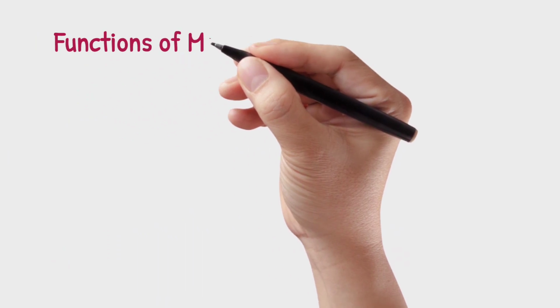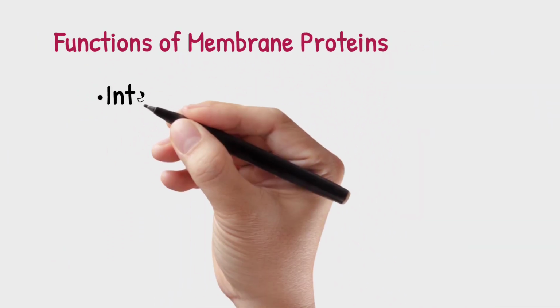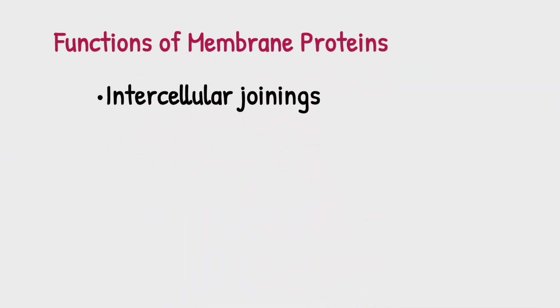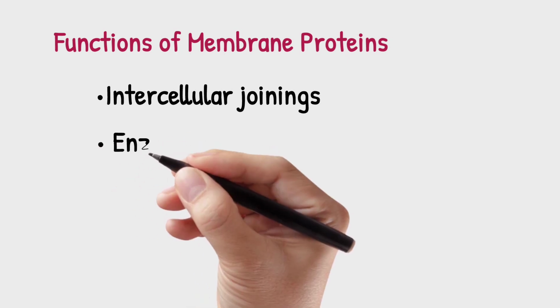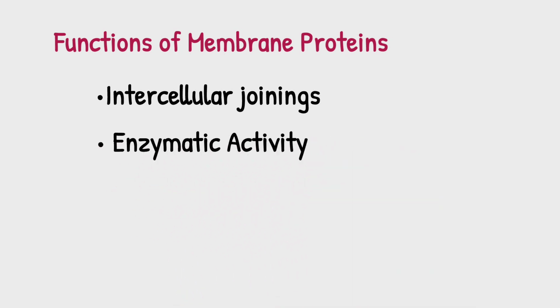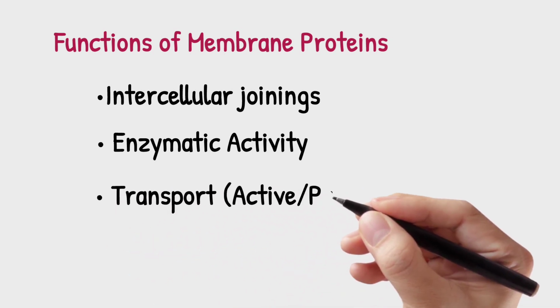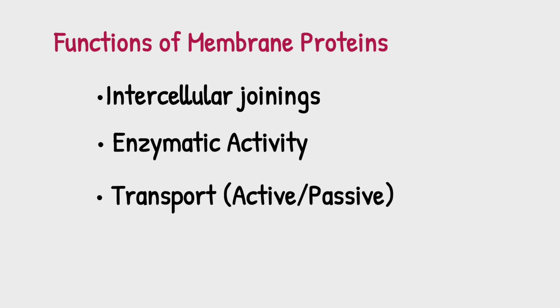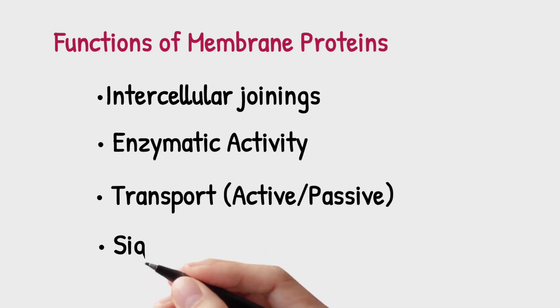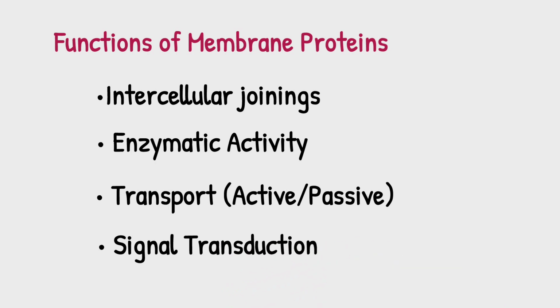So what are the functions of the membrane proteins? Membrane proteins act as intercellular joinings between cells. They also have enzymatic activities. One of the major functions of membrane protein is that it helps in transport, which can be either active transport that requires ATP, or passive transport with the help of channel proteins. Membrane proteins also help in the signal transduction pathway, or act as receptors.